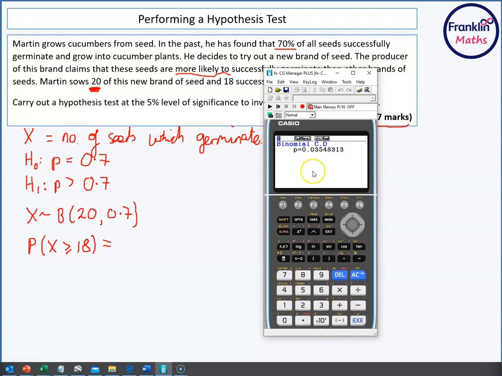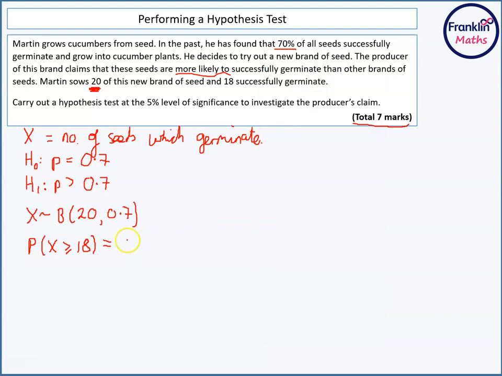That gives me a result of 0.035 approximately, which is equal to 3.5%. So there's only a 3.5% chance of us getting 18 or more germinations, which obviously is a very small chance of happening under this model here.